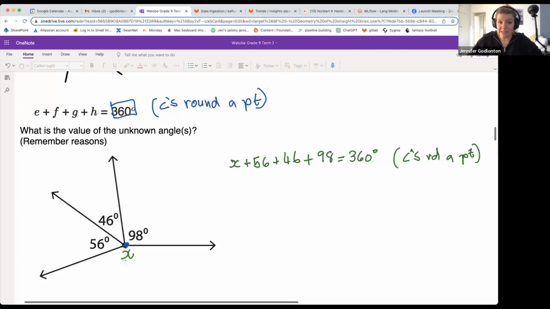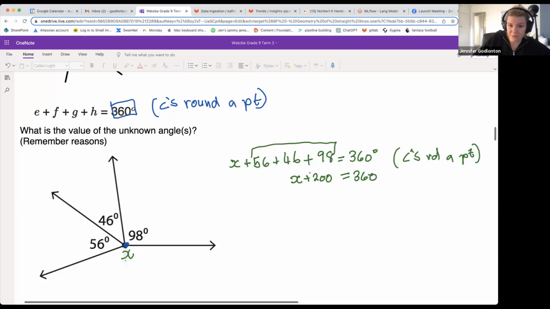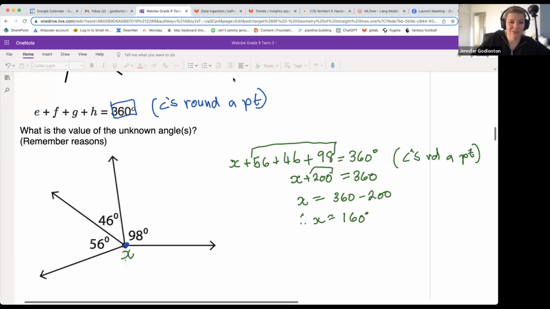Now, some of you might find it easier to add those on the left-hand side before moving it over, which you absolutely can do. So 56 plus 46 plus 98 is going to give us 200. So over here, we can say X plus 200 is equal to 360. So all of those together equal this 200 over here. And then we would say X is equal to 360 minus 200. Therefore, X is equal to 160 degrees.